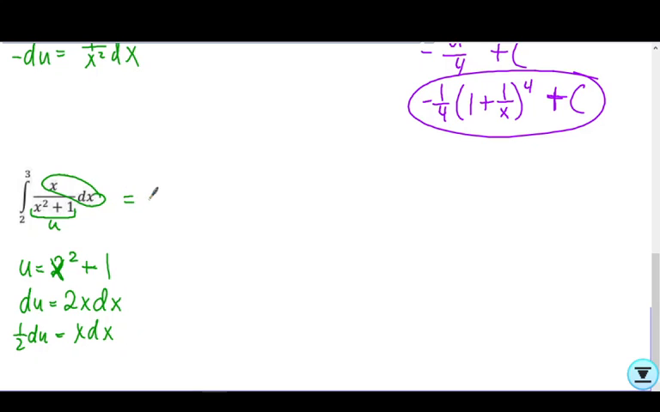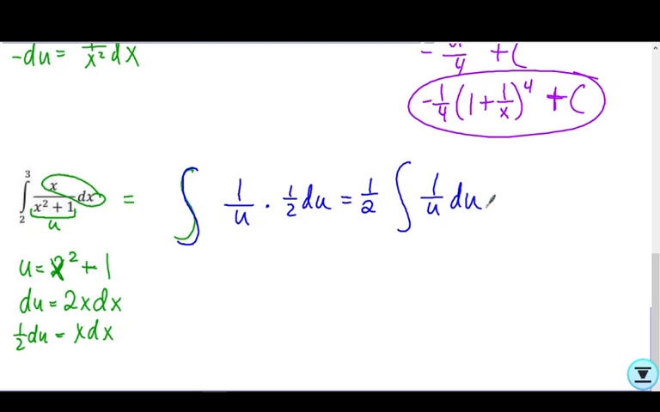So I'm going to rewrite. So I have the integral. Let me use a different color. The integral, and this is going to be 1 over u times 1/2 du. Now again, that 1/2 is just a constant, so we move it out front, so 1 over u du. And at this point, we have 1 over u du. You should know that that is basically going to be the natural log.